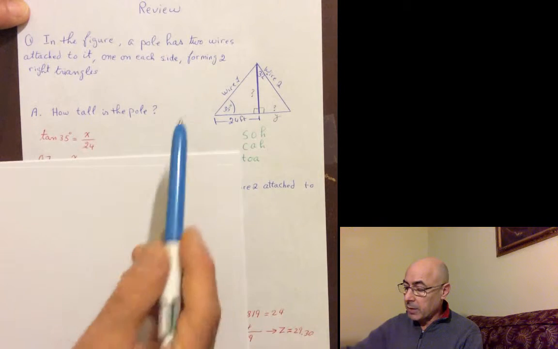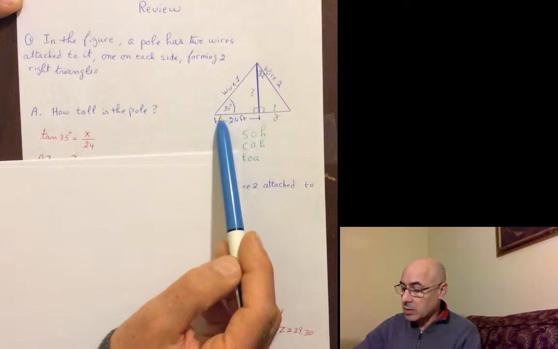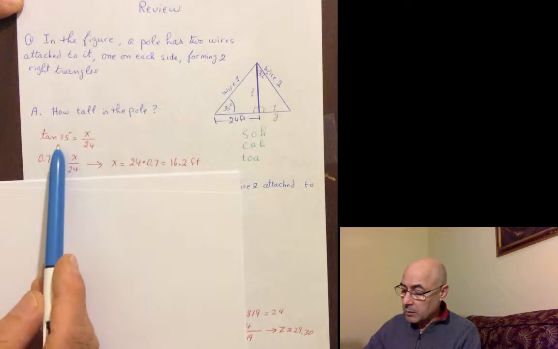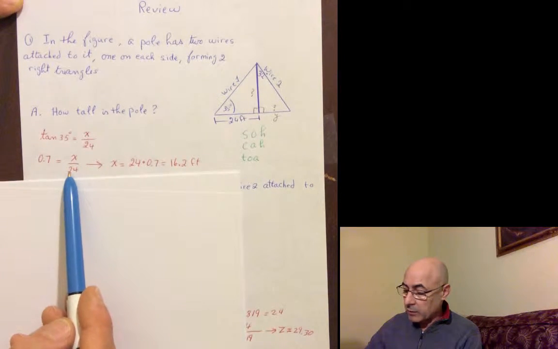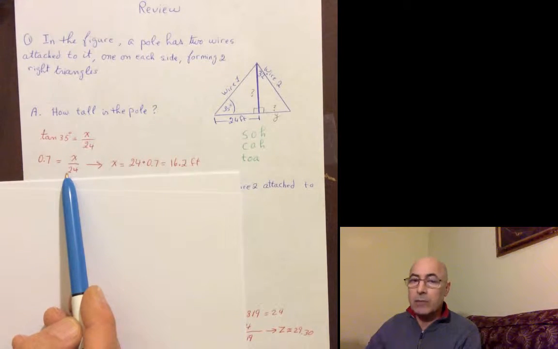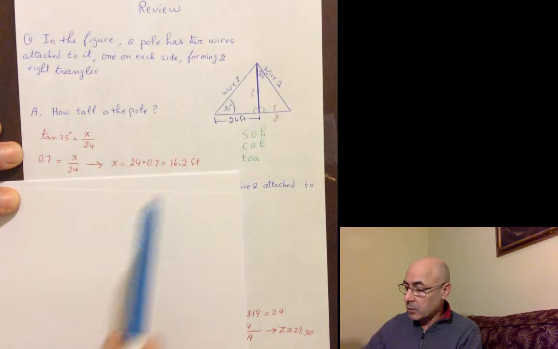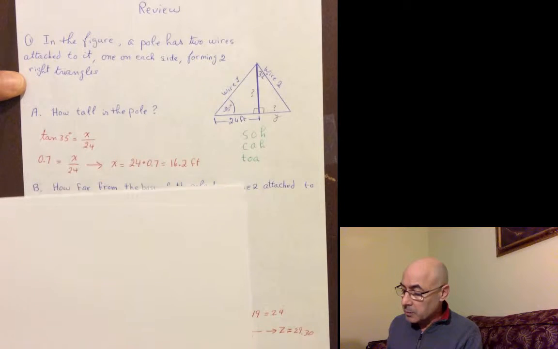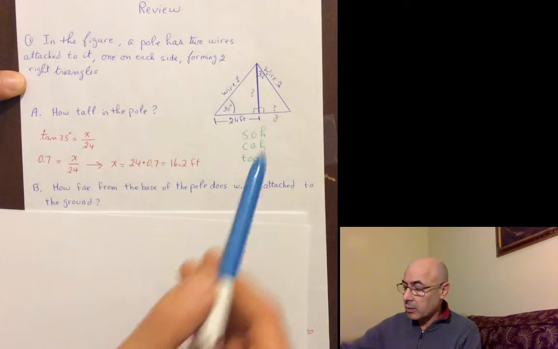Tan 35 degrees equals opposite, I'm going to call it x, over the adjacent 24. Tangent 35 degrees using a calculator is approximately 0.7, equal to x over 24. Multiply both sides by 24 to get the x by itself. X equals 24 times 0.7, which is 16.2 feet.